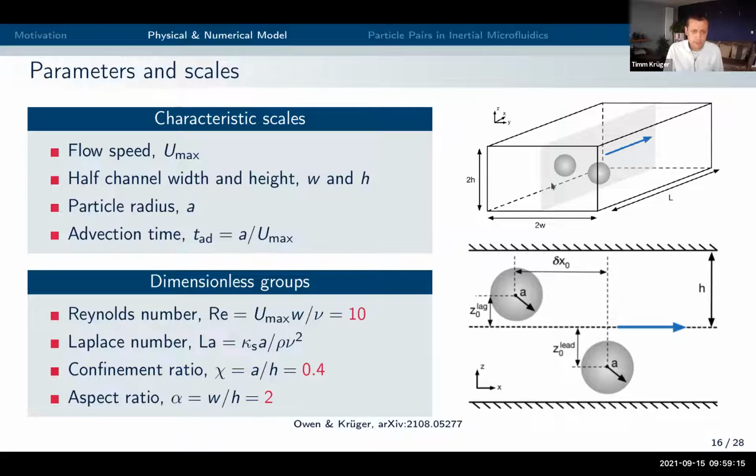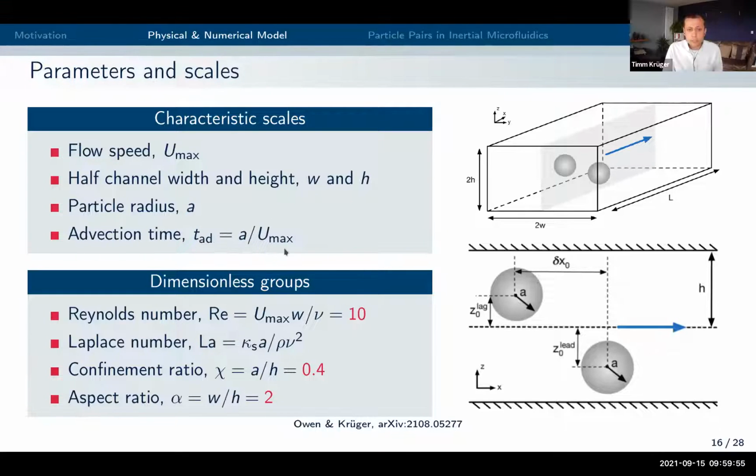It's roughly periodic. So we have a flow speed. The characteristic scale would be the maximum velocity of the flow in the absence of particles. We have two geometric length scales, the half width and the half height of the channel. Of course, we have a particle radius a, which in our case is 40% of the half height, which means our confinement ratio compared to the smaller dimension of the channel is 40%. Again, this can be changed. 40% is relatively high, but there are some inertial microfluidic applications where you have very high confinement ratios.